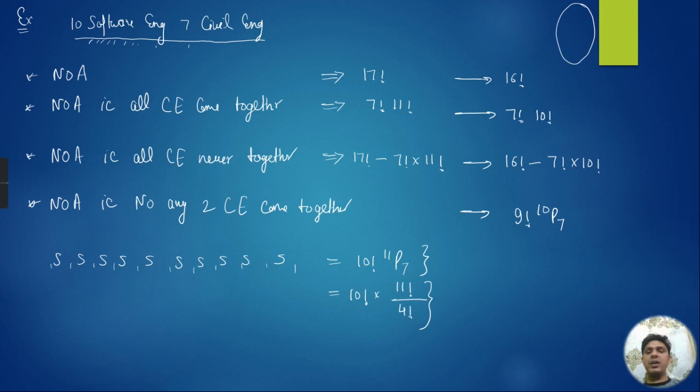Students, one thing I would like to highlight in the concept: when we are dealing with linear arrangement, the number of places left will be one more than the number of objects, and when we are dealing with circular arrangement, the number of places will be equal to the number of objects. Okay, so I guess the concept is clear.